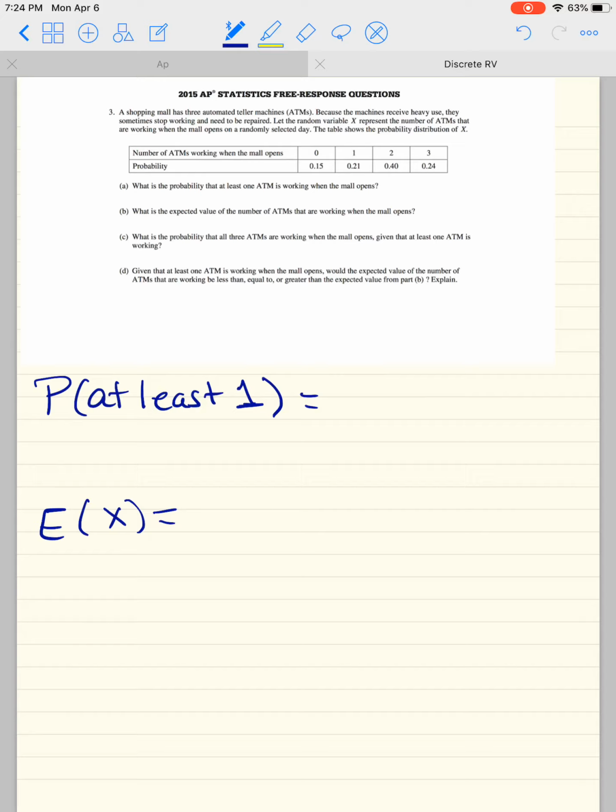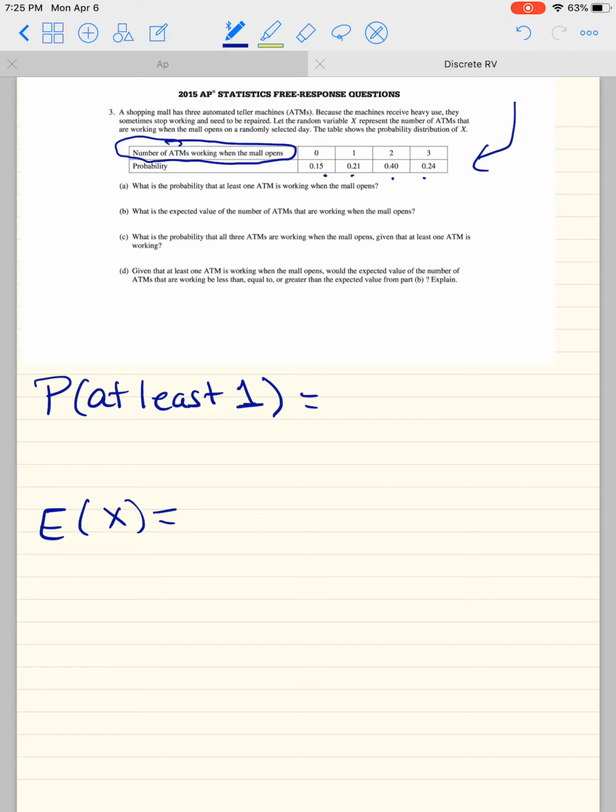So once again, if you've seen my past videos, this is what we call a probability distribution table. One of the most important things to do is take a look at what this variable represents, because typically in this problem, they'll ask you to find the expected value, and you want to know what you're finding the expected value of. So here they say X represents the number of ATMs that are working when the mall opens on a randomly selected day. The table shows the probability distribution. One thing also is that these must add up to one whole, and that's very important. So that just means that there's no more than 3 ATMs in the entire mall.